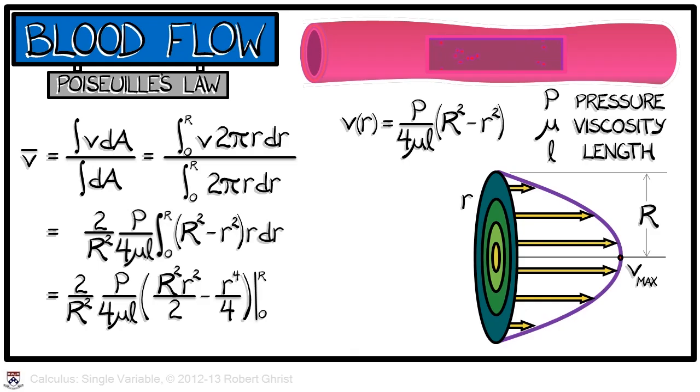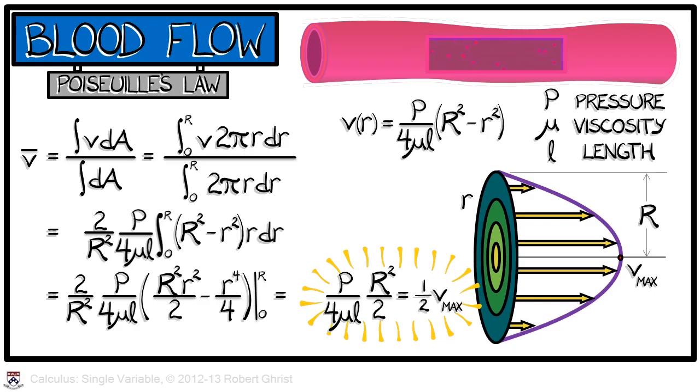And then we have to subtract off the integral of little r cubed. That's little r to the 4th over 4, evaluated from 0 to big R. And what do we get? Well, we get something that looks a little complicated at first, but is not so bad. Some of the big R's and the coefficients cancel, and we're left with P over 4 mu L times big R squared over 2. If we consider our initial velocity profile, we see that this is really just 1/2 times the maximal velocity at the center of the tube.